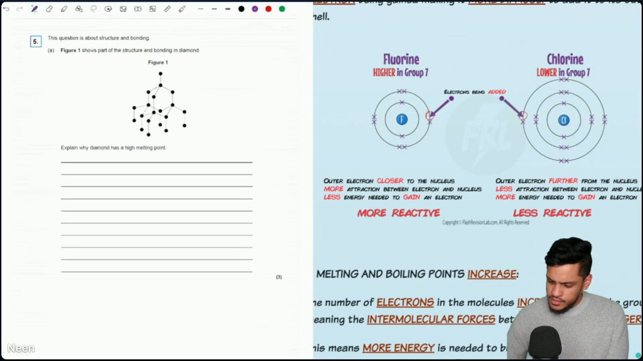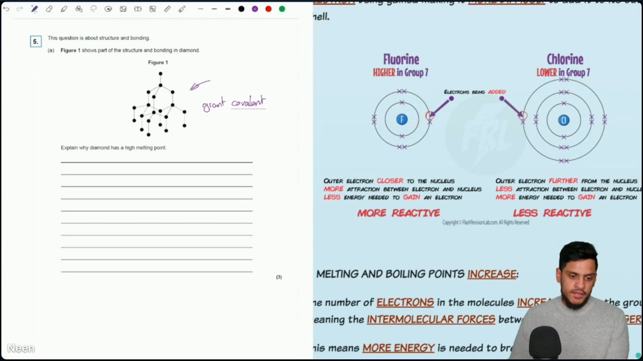This question is about diamond. Why does diamond have a high melting point? I've already explained this. This is giant covalent structure. So that means it has a large network of covalent bonds. Covalent bonds are very strong. Out of all the 3 bonds that we learn, ionic, covalent, and metallic, covalent is the strongest. So that means you need a lot of energy to overcome it, which means the melting point is higher.